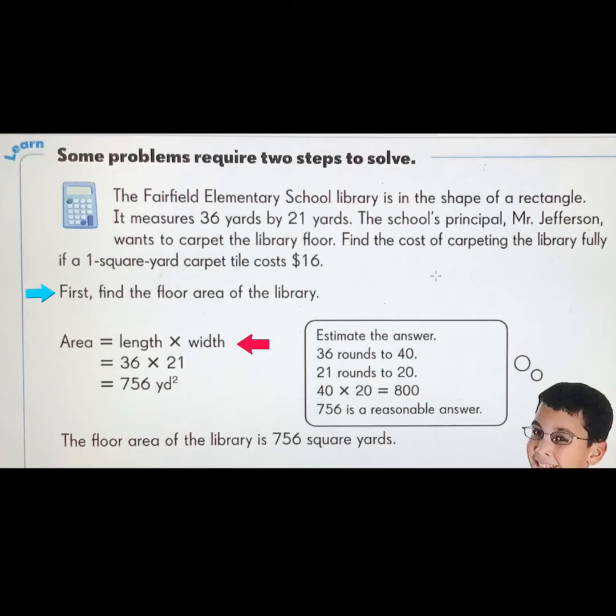First, we want to find the floor area of the library. And when we do this, we take into consideration the formula of area, which is length times width. We know that the library is in the shape of a rectangle, and that it measures 36 yards by, now "by" is our key word here, 21 yards. So that just means that's 36 times 21. And when we multiply those two numbers, we get the product of 756 square yards. This would be the first step in figuring out how to solve this problem. So now that we found the area of the library floor, which is 756 square yards, we can begin the second step to solve this problem.